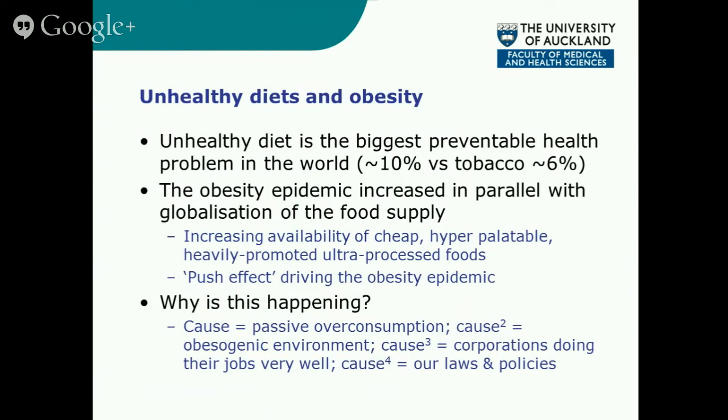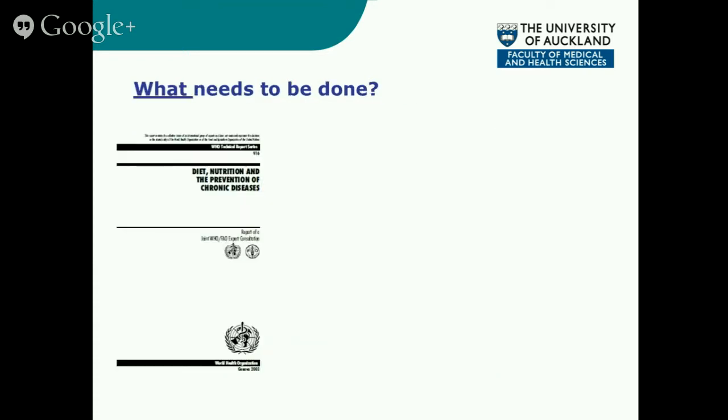And the obesity epidemic increased in parallel with the globalization of the food supply. So there's a push effect from the food supply driving the obesity epidemic. Nutrient-poor, energy-dense, ultra-processed food products are increasingly more available and heavily promoted and inexpensive as well. So then the question is, what can we do about it?